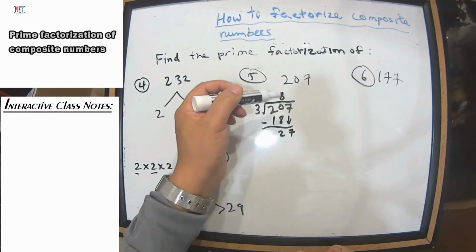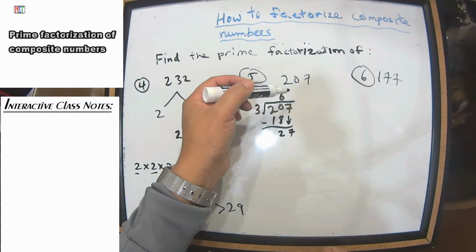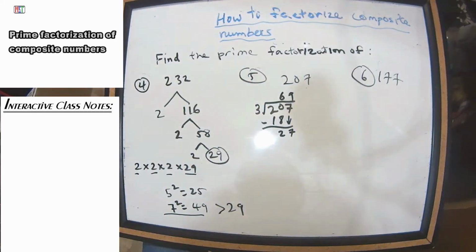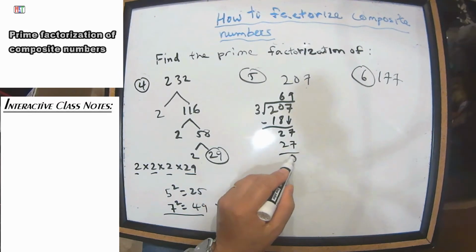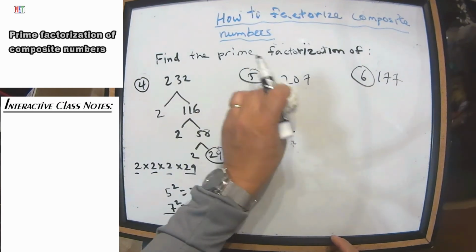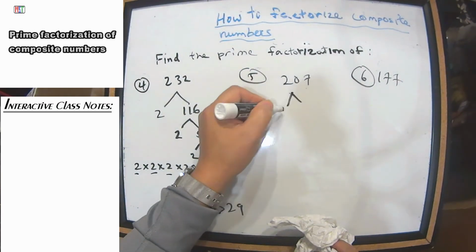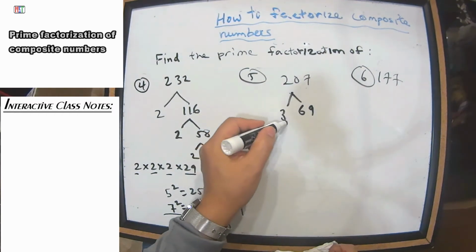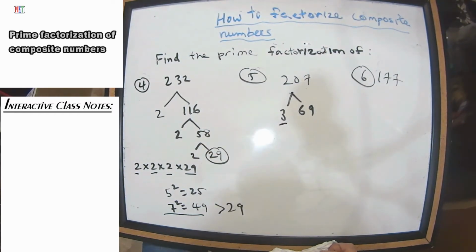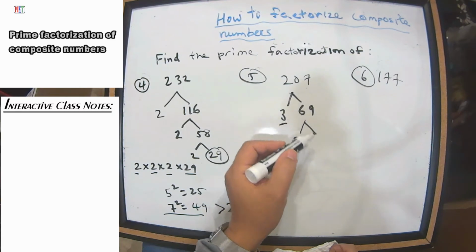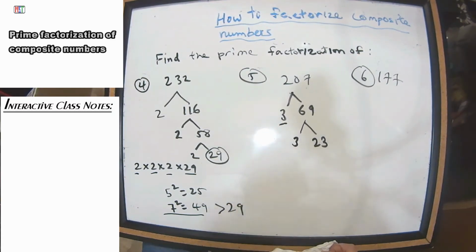So 3 goes into 27 how many times? 9 times. Okay, so we notice that 3 times 69 will give you 207. Okay, so 3 and 69, is it a prime? Well, 3 is definitely a prime factor of 207, but 69 can be divided by 3 as well, so 3 can go into 69 23 times.